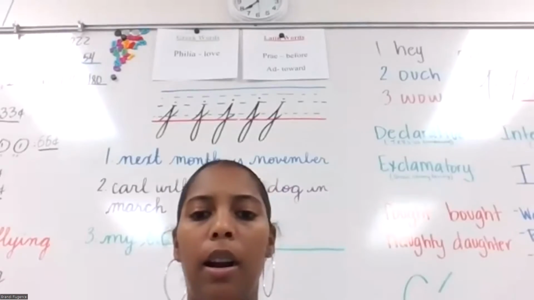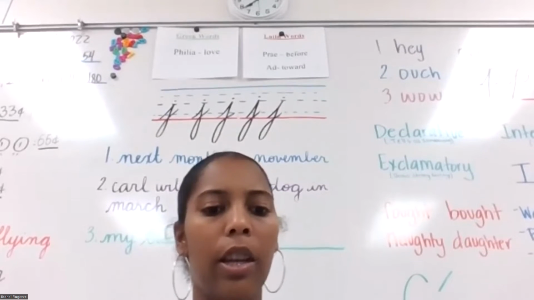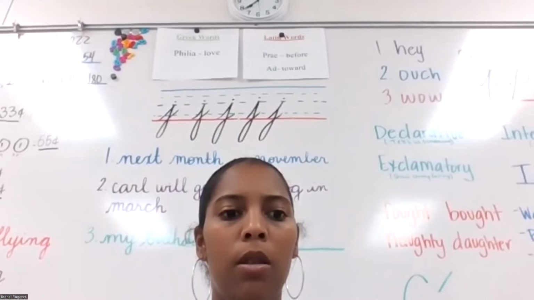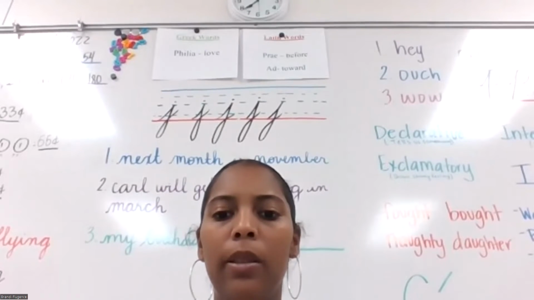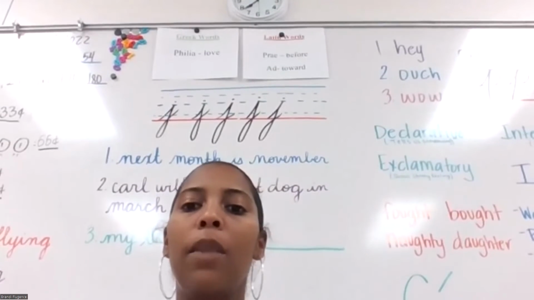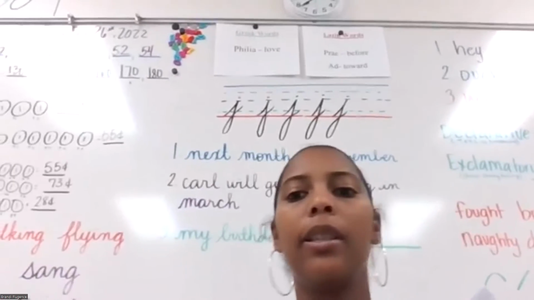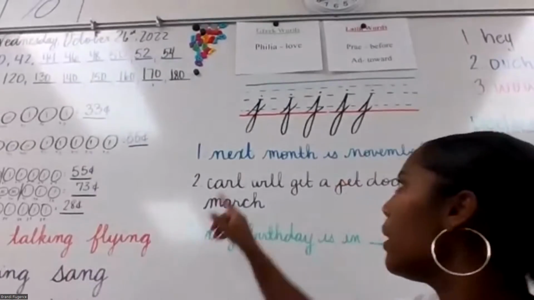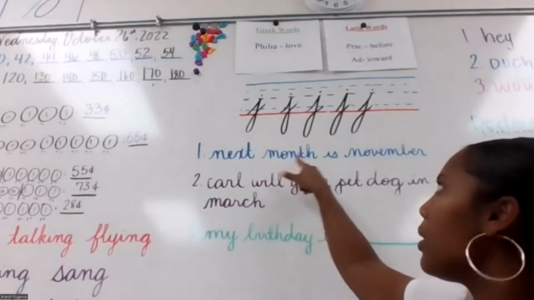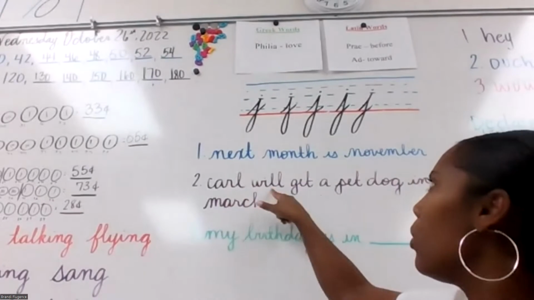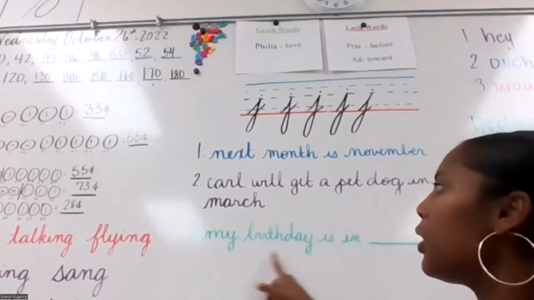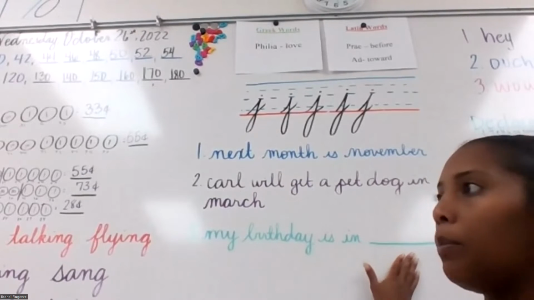All right, so good job with letter J. So we will now move on to our sentences. Remember this week we are learning how to write a sentence with a month of the year. So I have 3 sentences here on the board. Number 1 says next month is November. Okay, hold on. Next month is November. Number 2 says Carl will get a pet dog in March. And then number 3, you will finish it. It says my birthday is in, and then you put your birthday month.